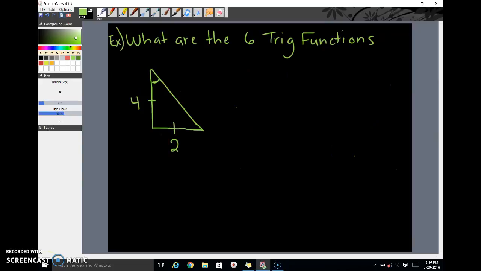The next example we're going to look at is going to be just like the last one. I'm asking you what are the 6 trig functions, and I give you a triangle, and I have to tell you what angle I'm coming from. So this time I'm coming from the top angle, which is going to be my alpha.